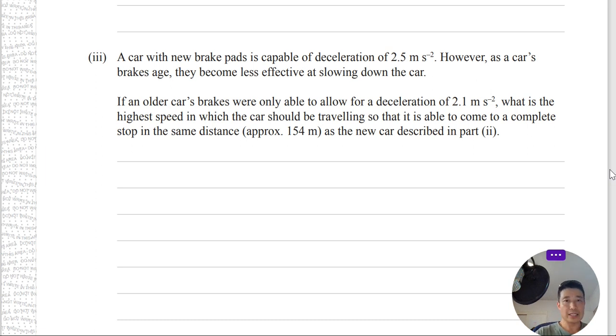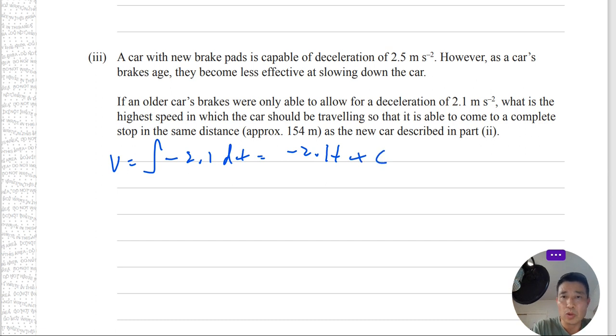So in that case, we have to find the v first. So v is what? Integrate the deceleration, which in this case is negative 2.1 dt, isn't it? Which is negative 2.1t plus c. There is no way we can find the c right now, but we have to find it out, right? So that is the key, isn't it? That's the speed when the older car stops, right?